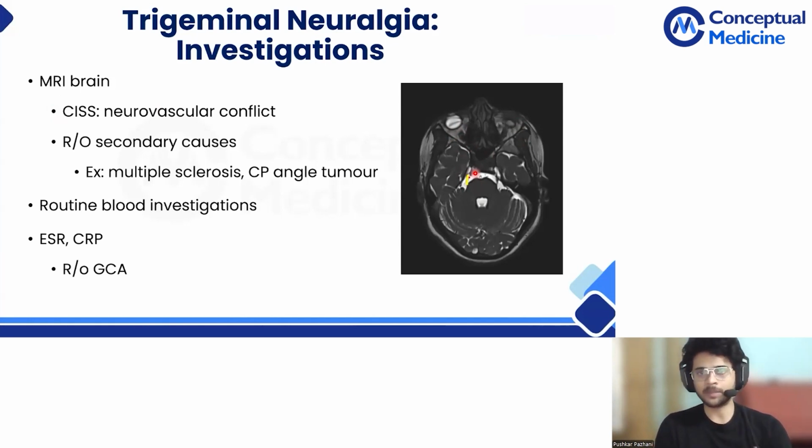Next, the other role of an MRI is to rule out any sort of secondary causes of a trigeminal neuropathy. For example, a CP angle tumor because of a meningioma or an acoustic schwannoma or metastatic brain disease can cause trigeminal nerve involvement. Next is a demyelinating disorder, like multiple sclerosis. So this is the important role of neuroimaging in a patient with trigeminal neuralgia. Routine blood investigations: if you're suspecting a temporal arteritis or giant cell arteritis, investigations like an ESR, a CRP, or a temporal artery Doppler might be used.